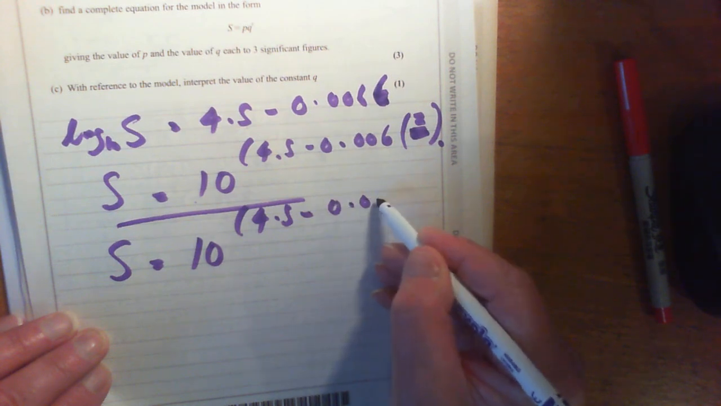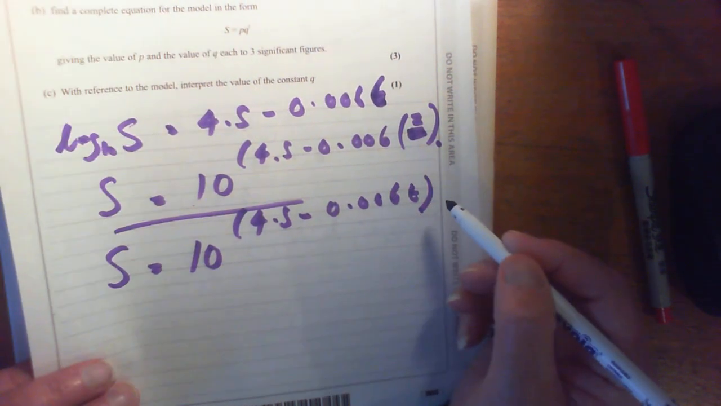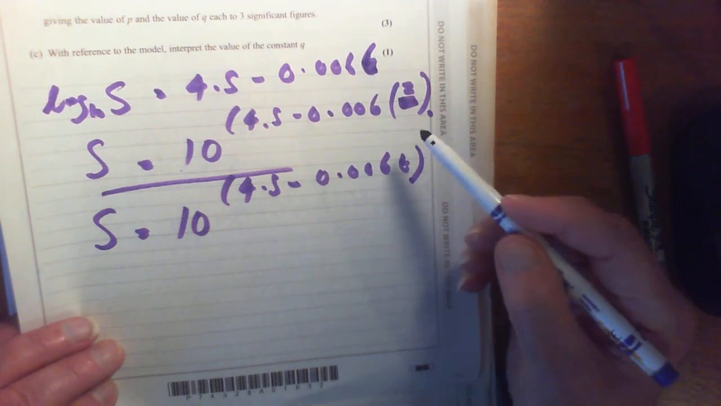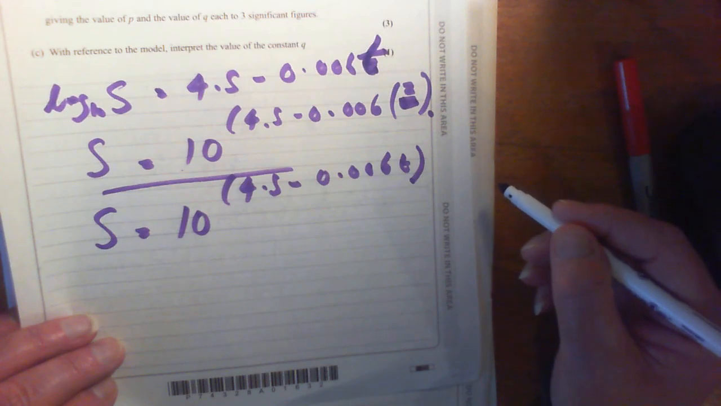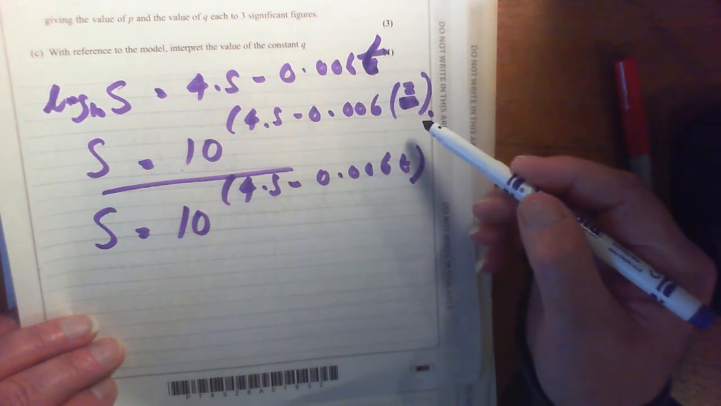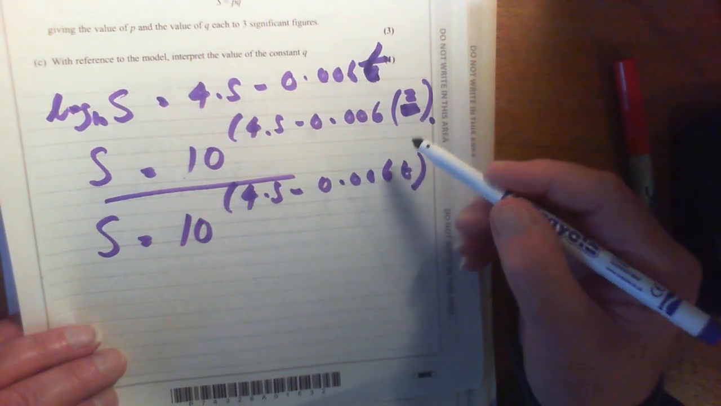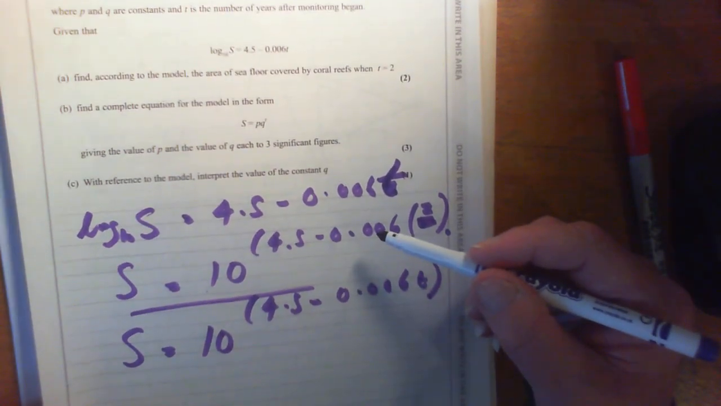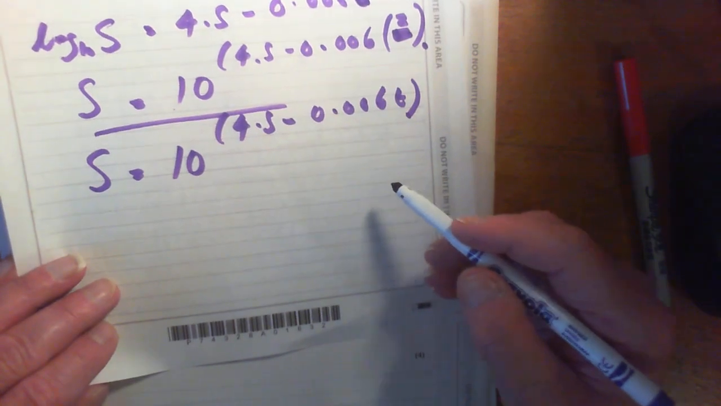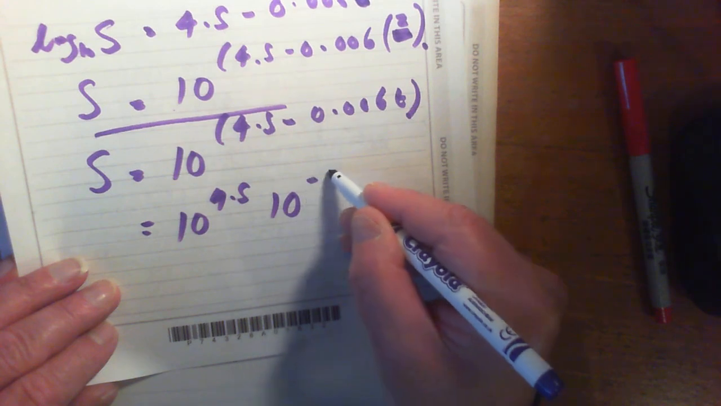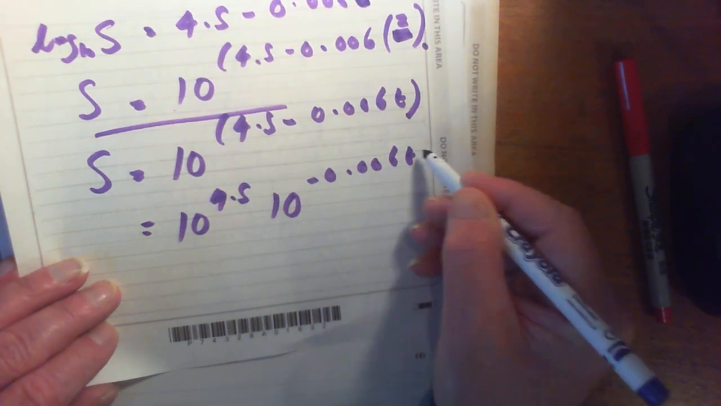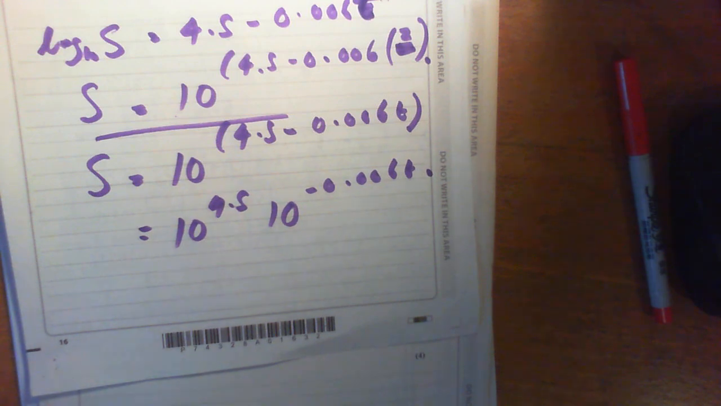Okay, so the first bit was when t equals 2. Sorry about that, this is a t. That's the general formula. That first bit for part A is when t equals 2, but this second one is trying to find the general formula. So you just need to realise that you can separate out 10 to the 4.5 times 10 to the minus 0.006t, and go from there.